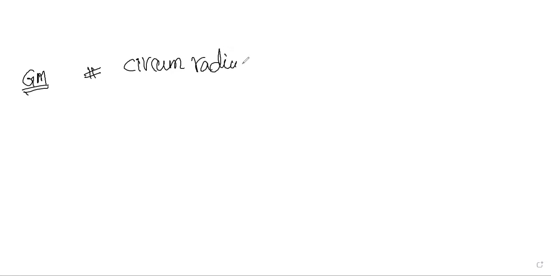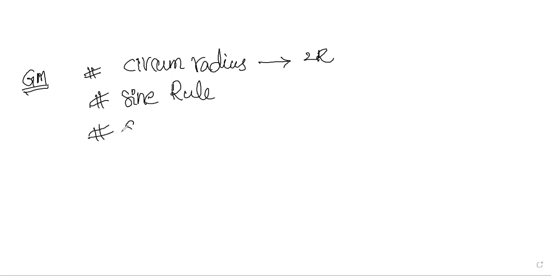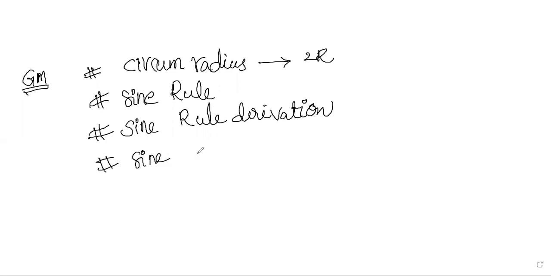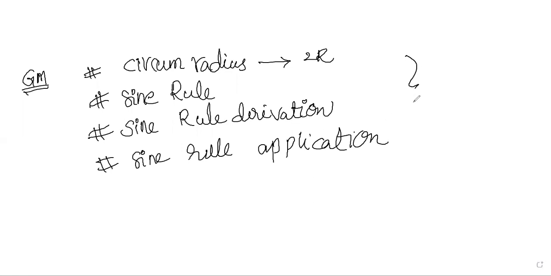Circumradius. So that is 2R. And we are going to learn the sine rule. And the third one is the sine rule derivation, and sine rule applications. Okay, these are the things we are going to learn now.